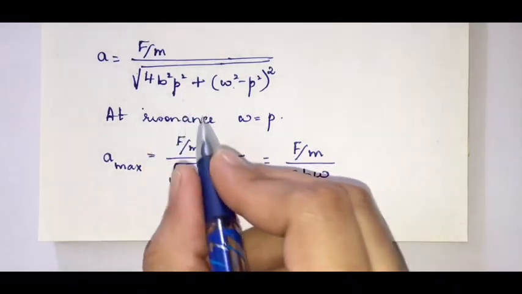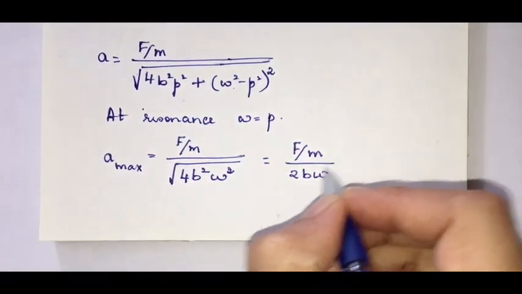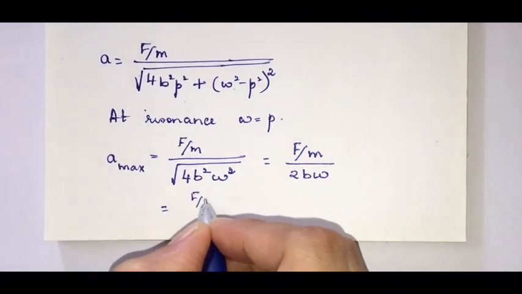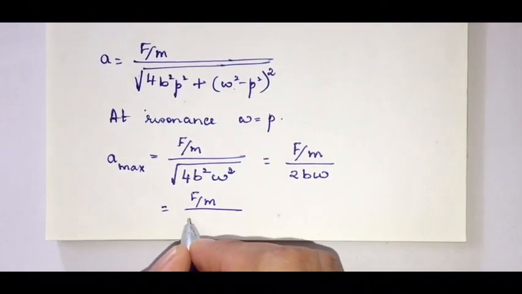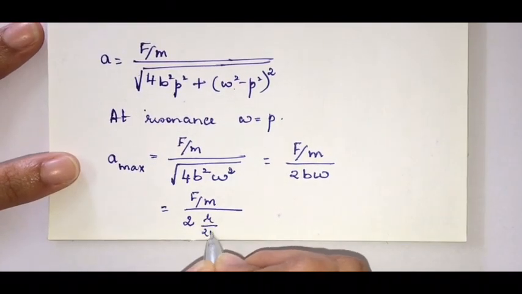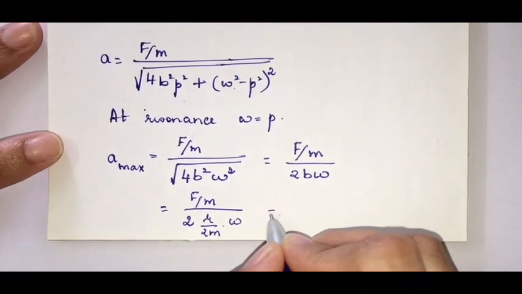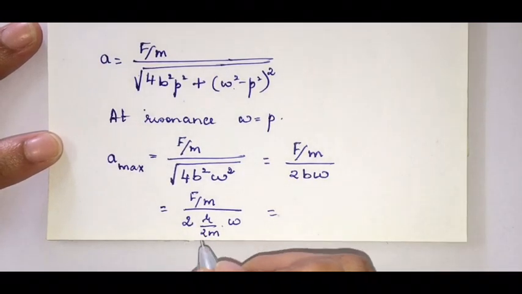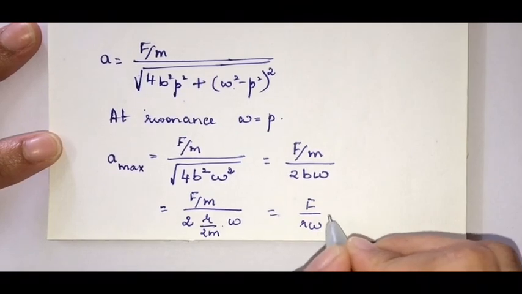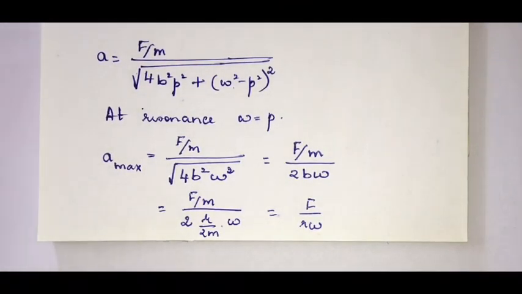Or I can also substitute for b is equal to r by 2m, so I can write this as f by m by 2 into r by 2m into omega, or I can write this as, 2 cancels and m cancels, f by r omega. So this is the condition for maximum amplitude, and this state is called resonance.